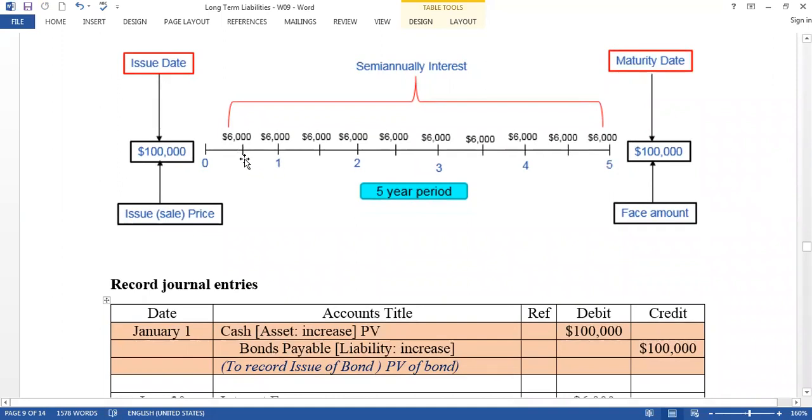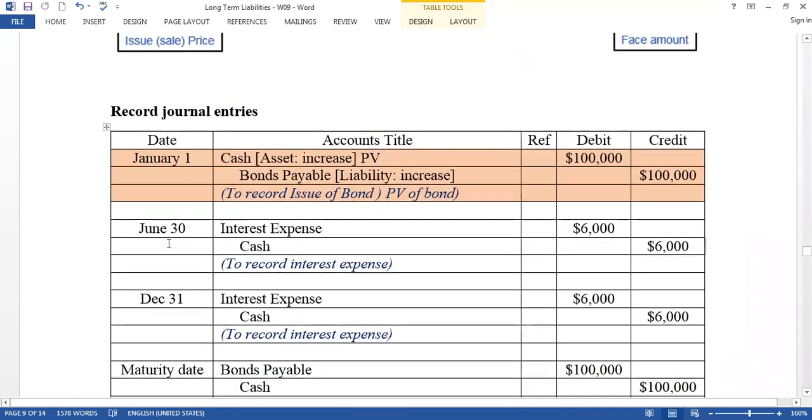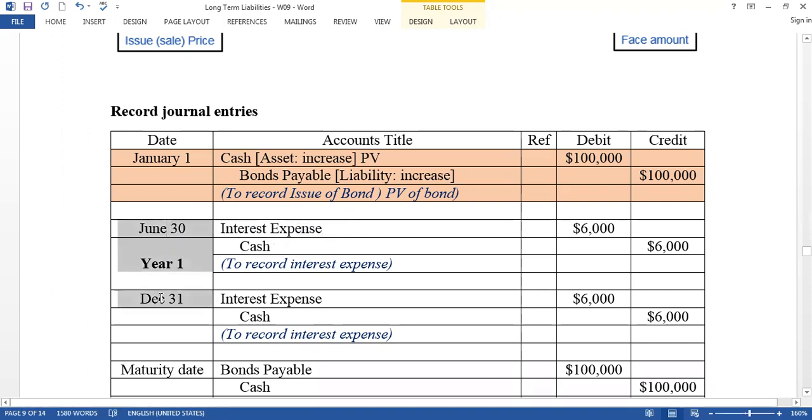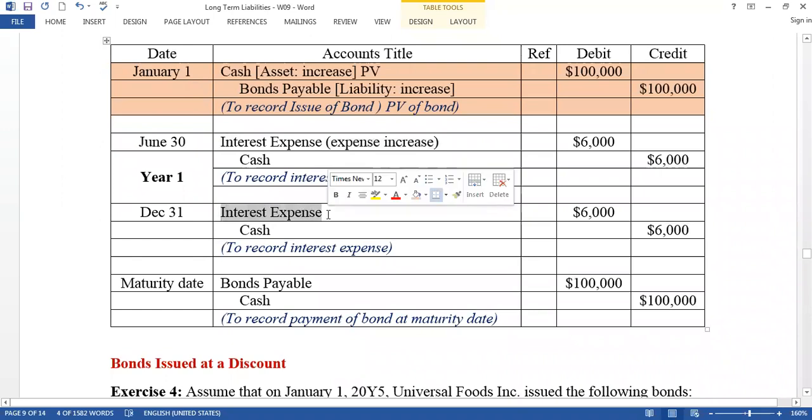Now, every year, according to this question, we have to record this interest expense. I am going to show you only year one, up to here. For example, this is year one. In year one, we have two interest expenses, on June 30 and December 31st. You can see that interest expense increase is a debit, right? We record interest expense on June 30, and on December 31 we also record interest expense.